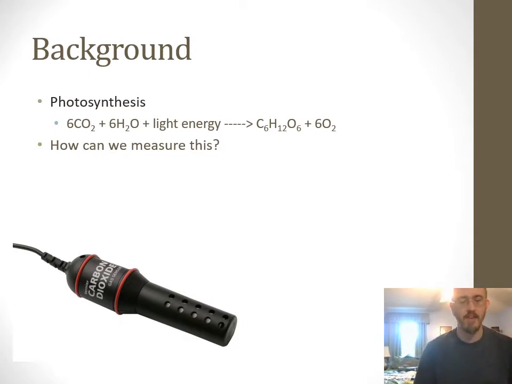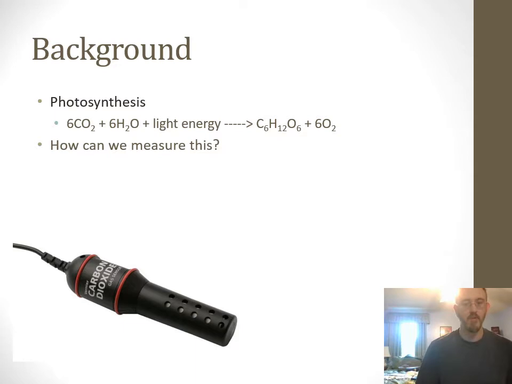So the basic equation: 6 carbon dioxides come in, 6 waters, and light energy fuels this endergonic reaction. We're going to produce glucose and some oxygen gas as well. And how could we measure that? Well, we could measure the oxygen gas output, but instead what we're going to do in this lab is measure the CO2 input using a carbon dioxide probe.